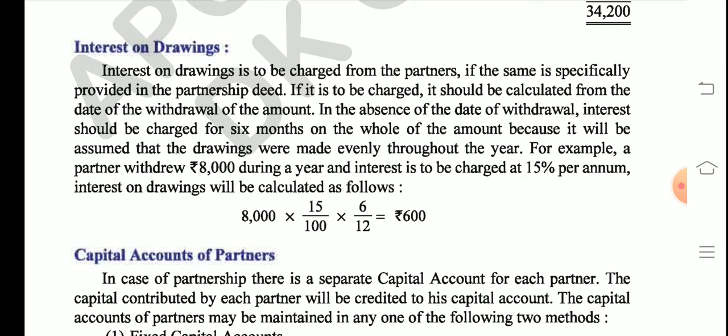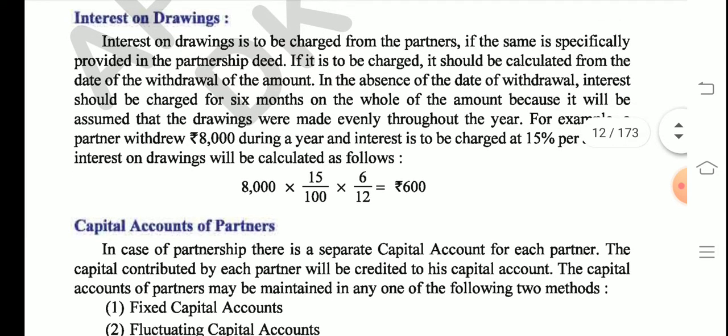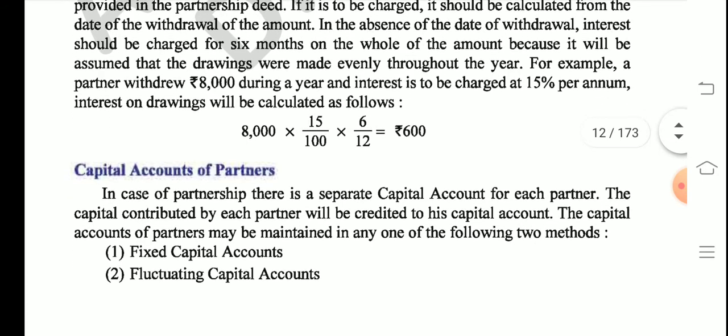See, it's written in the third line. In the absence of the date of the withdrawal, please underline this point, interest should be charged for 6 months on the whole amount, because it will be assumed that the drawings were made evenly throughout the year. Evenly means it was equal throughout the year. The partner had been drawing equally throughout the year. We assume that. So for the purpose of solving the question, we assume the time period to be 6/12 if it is not mentioned in the question.